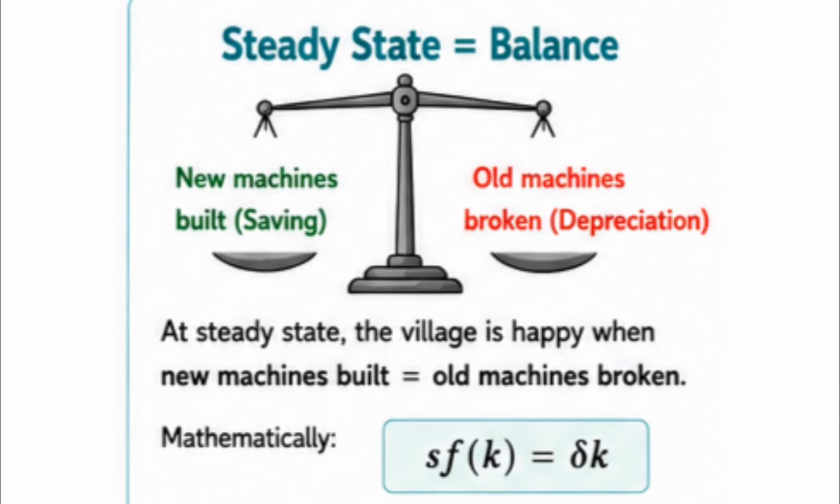So let's connect all these ideas to our model. We know that our per worker production function is f of k equals the square root of k. At a steady state, the number of new machines being built exactly balances out the number of machines breaking down, giving us the fundamental equation s times the square root of k equals delta times k.